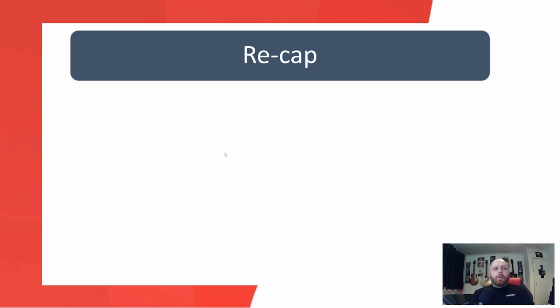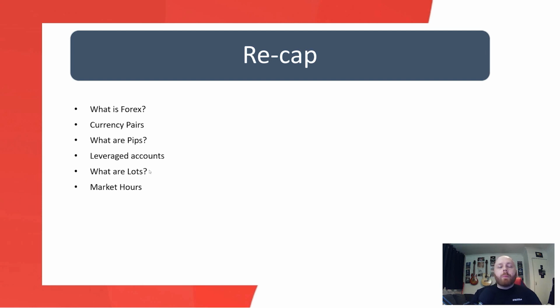So that's covered most things off for part one. Just to recap, we covered what Forex fundamentally is and the basics of what it actually is, currency pairs and pips. We know what currency pairs are now, and we can work out the pips or when they change in price. We had a brief overview of leveraged accounts. We talked about what lots are, really briefly. We talked about the different market hours, types of market orders, what the spreads are when trading, and the different types of trading.